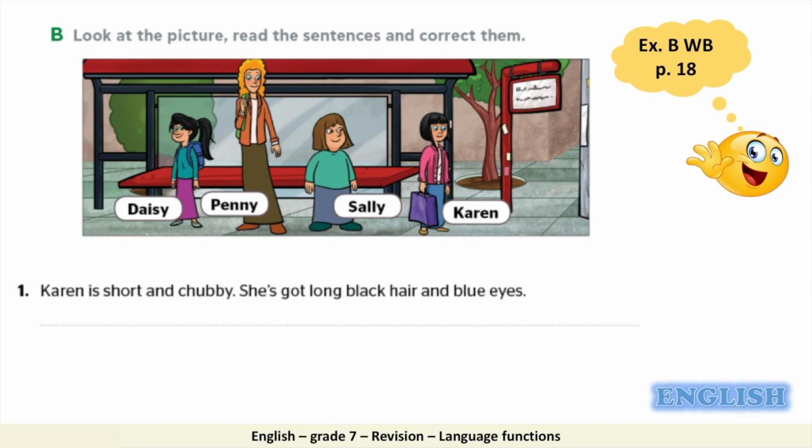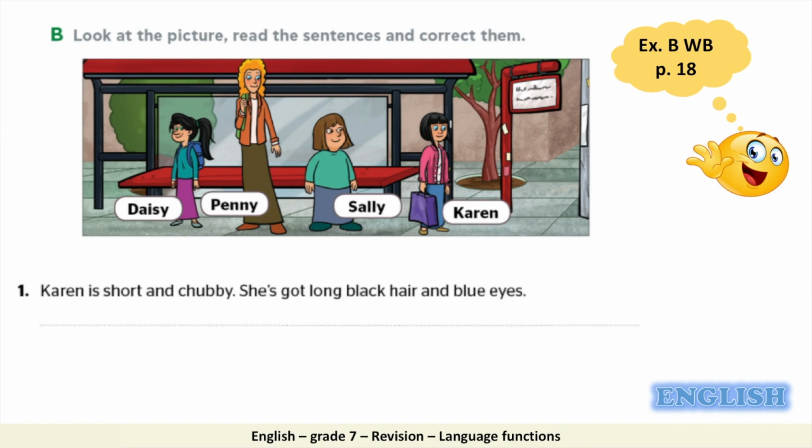Let's revise. For exercise B, page 18 in your workbook, look at the picture, read the sentences, and correct them. Let's do the first one together as an example.